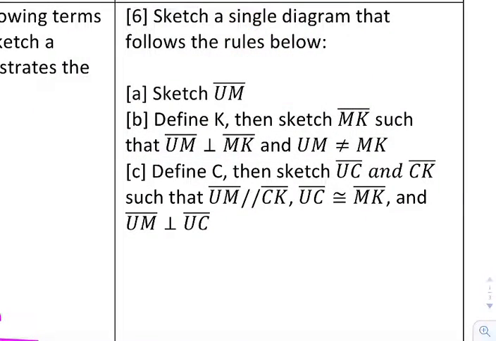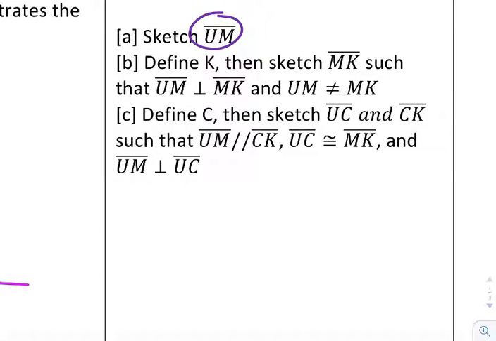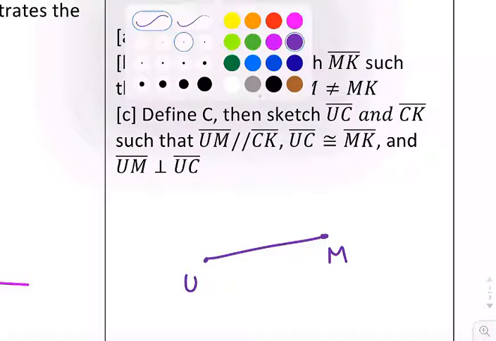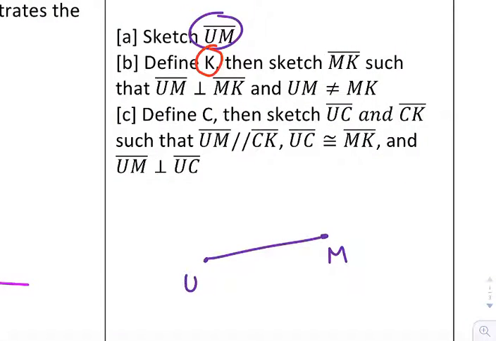All right, so here we're trying to sketch a diagram. Again, we're going to do this kind of in pieces. So the first thing we have to do is sketch a line segment UM. So U and M appear on the same segment as endpoints. Now we have to define K, which means, hey, just pick a K and connect it back to M in such a way that it's going to be perpendicular, but not the same distance.